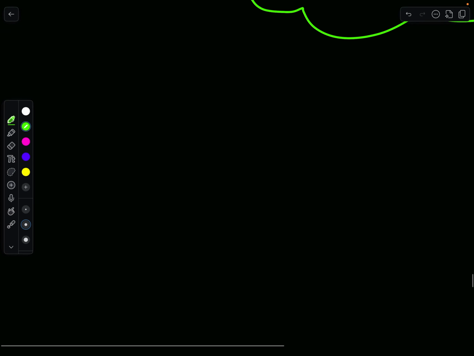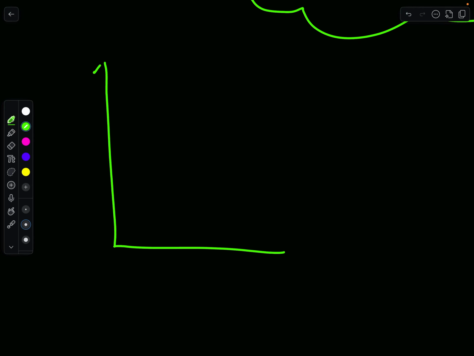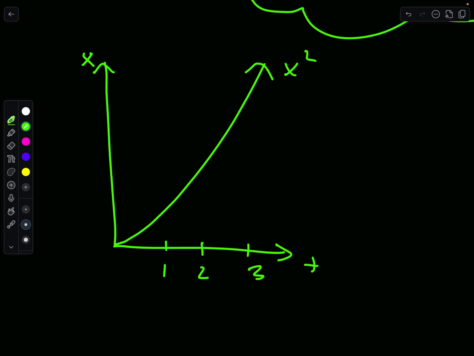Say we have a position versus time graph. This is x, and this is t. And the function looks like this. We'll say that this is x squared. 1, 2, 3 for our times. Now, if we want to compute the average speed from time equals 1 to time equals 3, we first look at the points. This is 1, 1, and this is 3, 9.